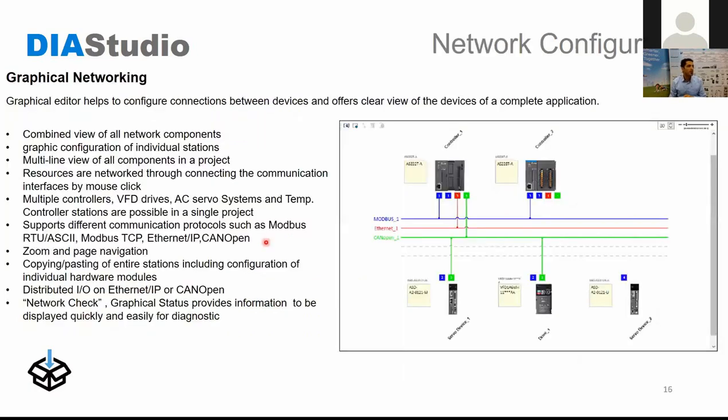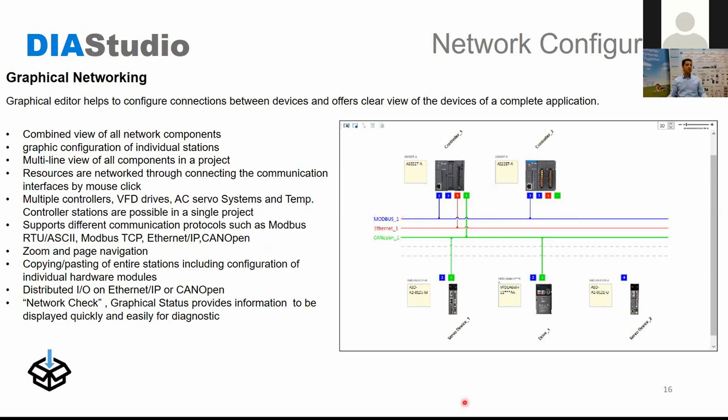Okay. What else? Network configuration. We have a new interface called network configuration, which allows us to manage all the communications in one project. Because sometimes we use Ethernet communication for HMI and EtherNet/IP for another controller, RS485 for VFD, CANopen for others. It's quite difficult to manage all these communications at the same time. You need to go to dedicated software for each.